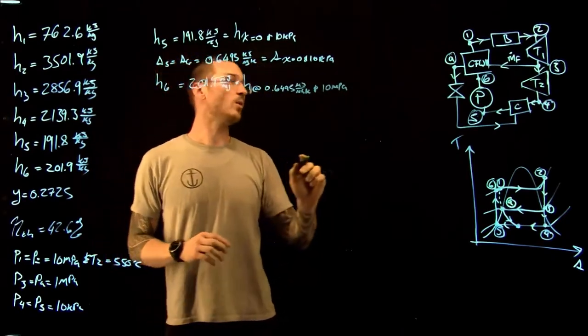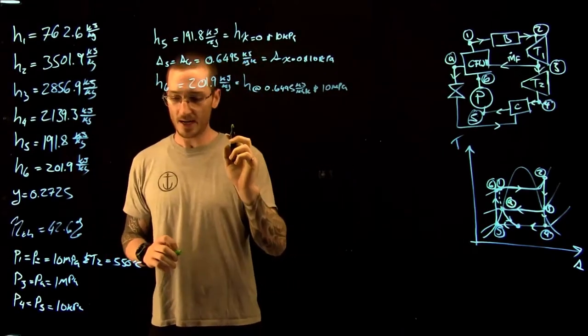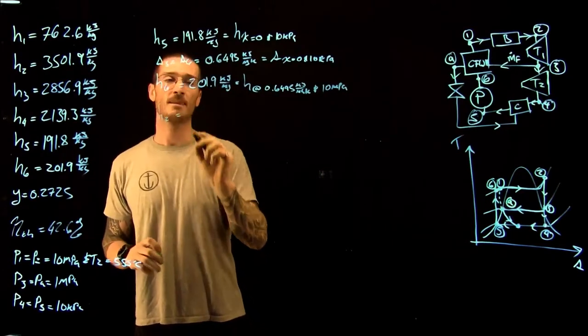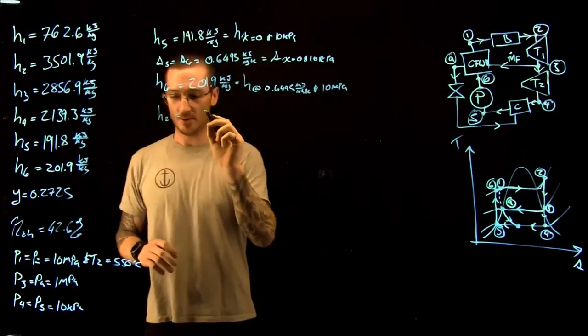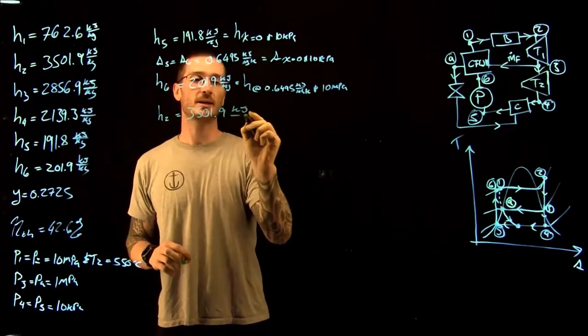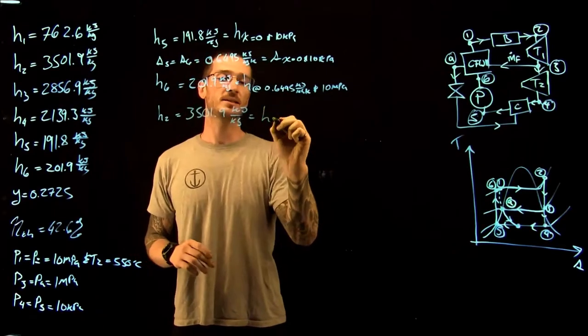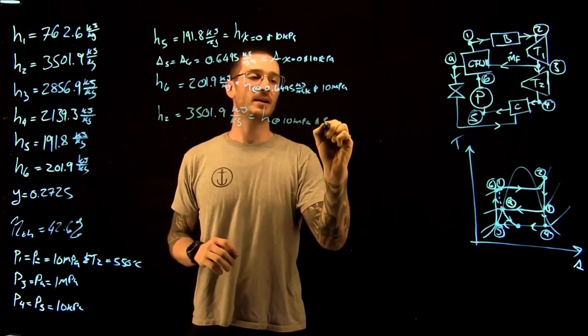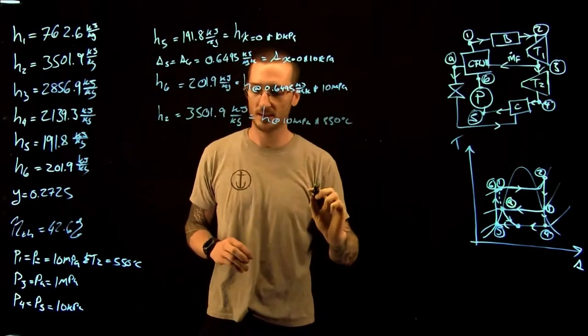We can then go on to find the enthalpy at 2 to be equal to 3,501.9 kilojoules per kilogram, and this is equal to the enthalpy at 10 megapascals and 550 degrees C.